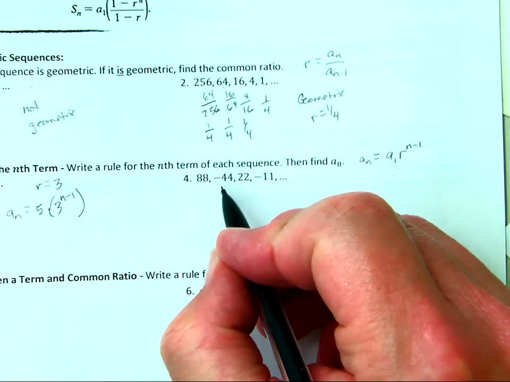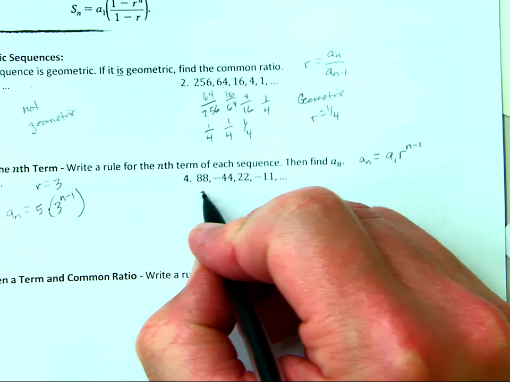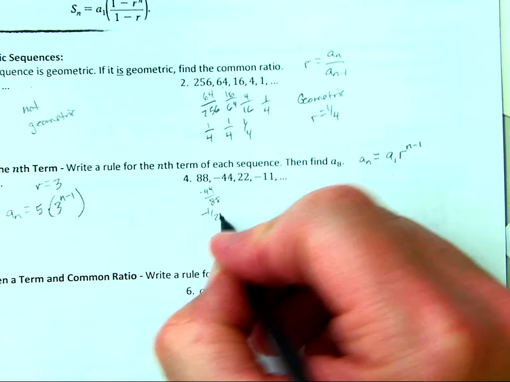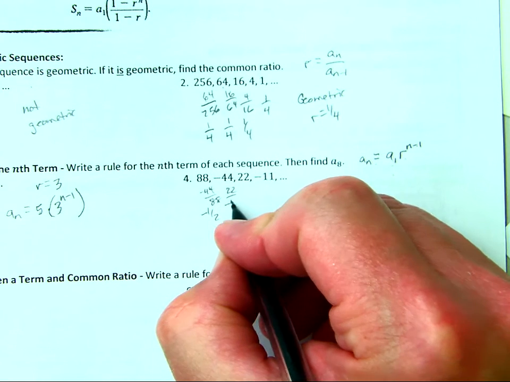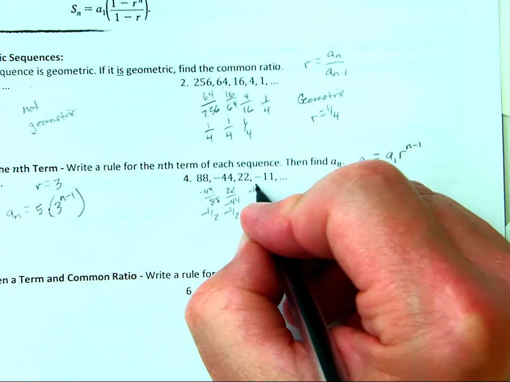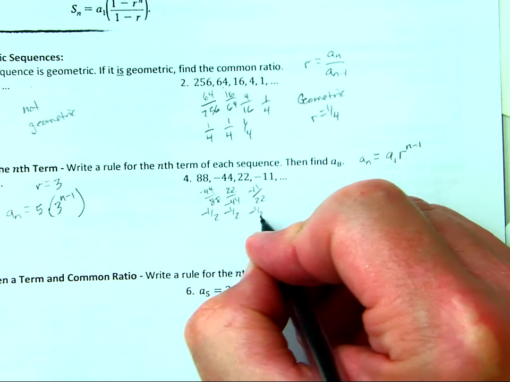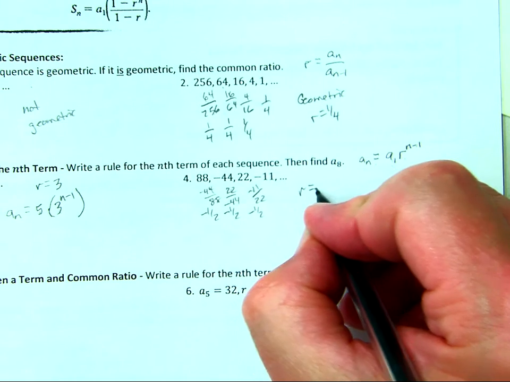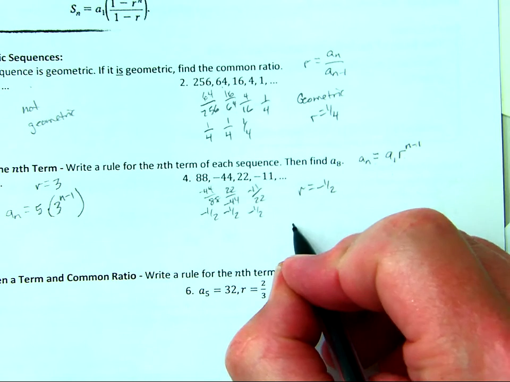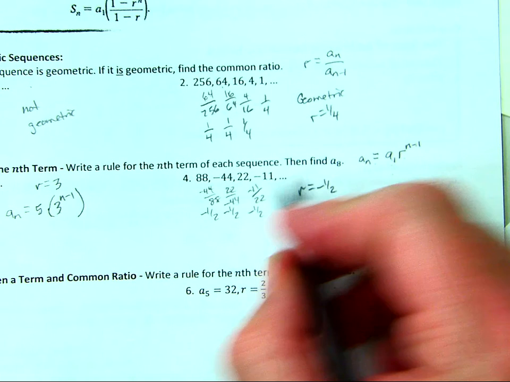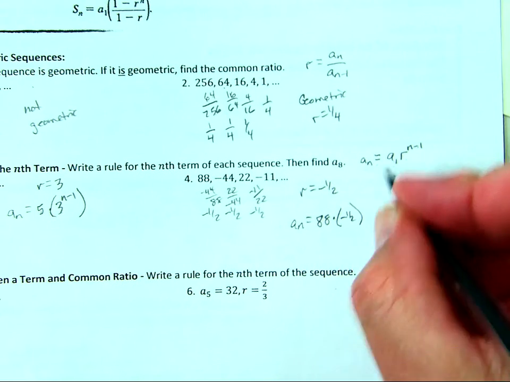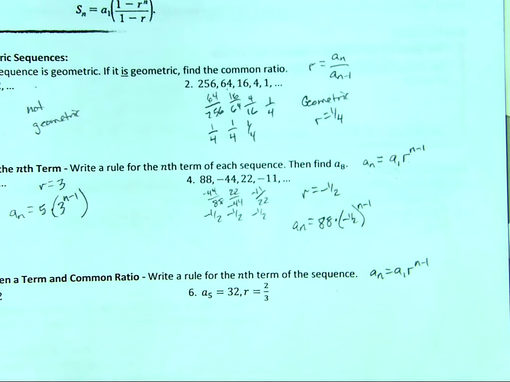Or this one. Let's see if it's geometric. If we take negative 44 divided by 88, well, 44 goes into 88 twice, so that's a negative 1/2. 22 divided by negative 44, 22 goes into 44 twice, that's a negative 1/2. And negative 11 divided by 22, that's a negative 1/2. So this is geometric, and r equals negative 1/2. Now again, we just plug that into our formula. a sub n equals a sub 1, which is 88, times r, which is negative 1/2, to the n minus 1. And that's your answer.